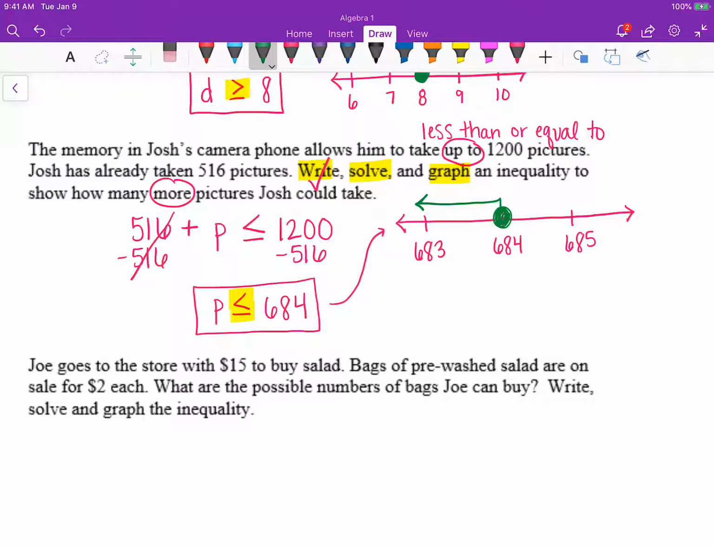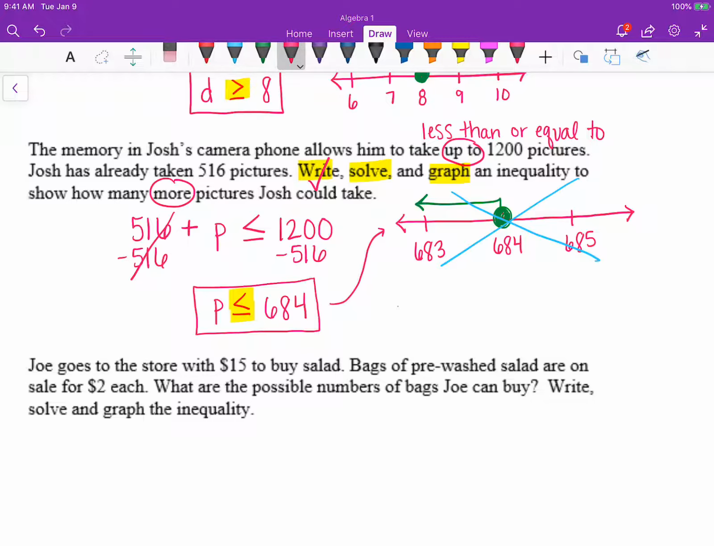So like 680, 500, 400, 300, 200, 100, 0 pictures. But it also includes negative 100 and negative 200 because all of that is also to the left. We can take 0 pictures and we can take 400 pictures and we can take 2 pictures, but we can't take negative pictures. So this graph right here is just not logical because the arrow means it goes on and on forever, all the way to the left. And all the way to the left includes negatives too.